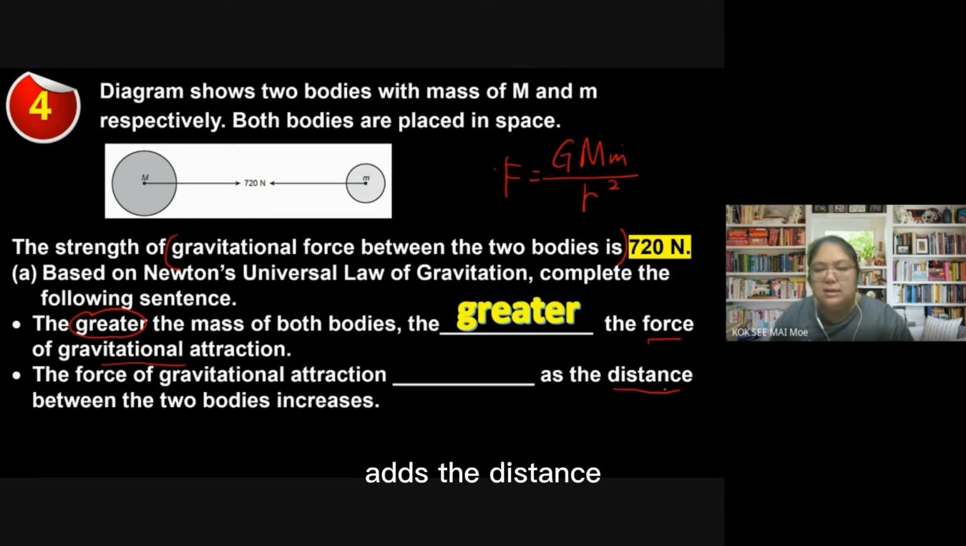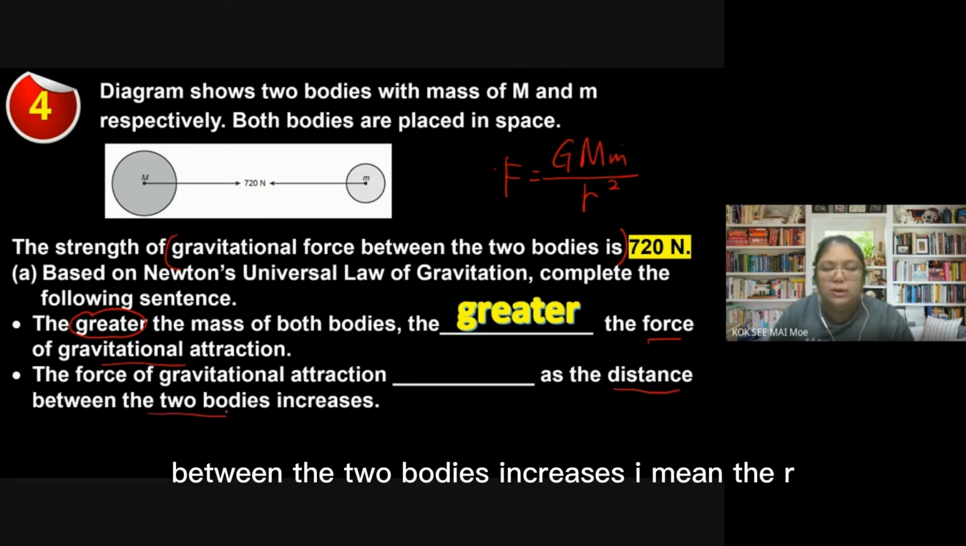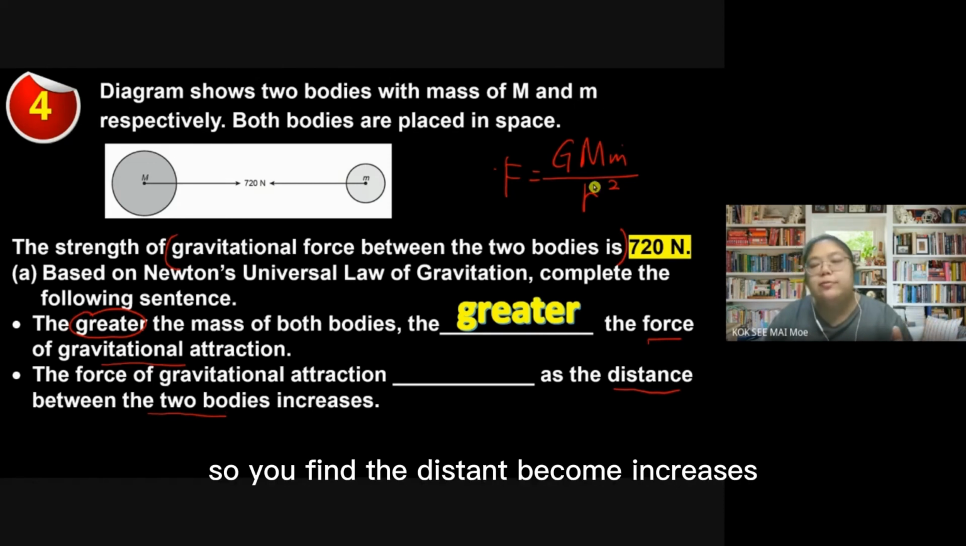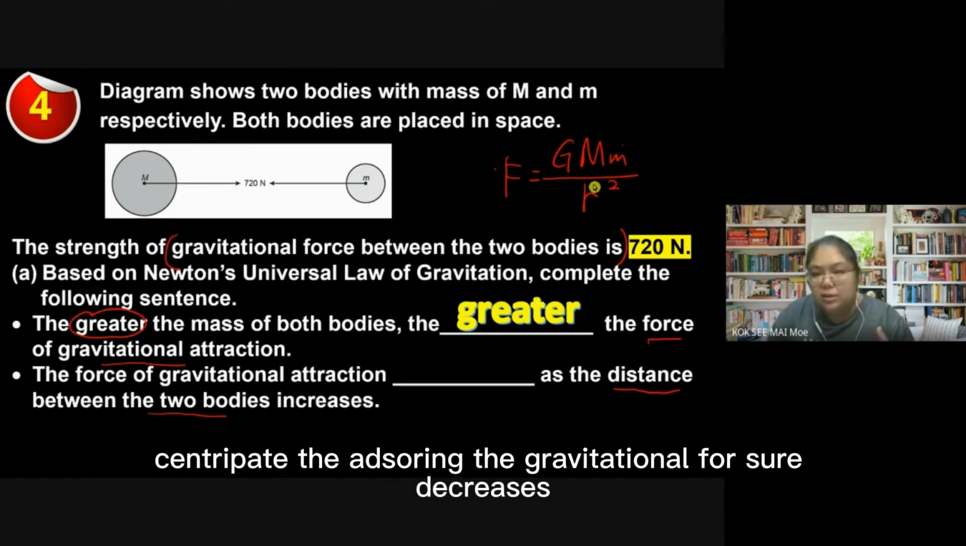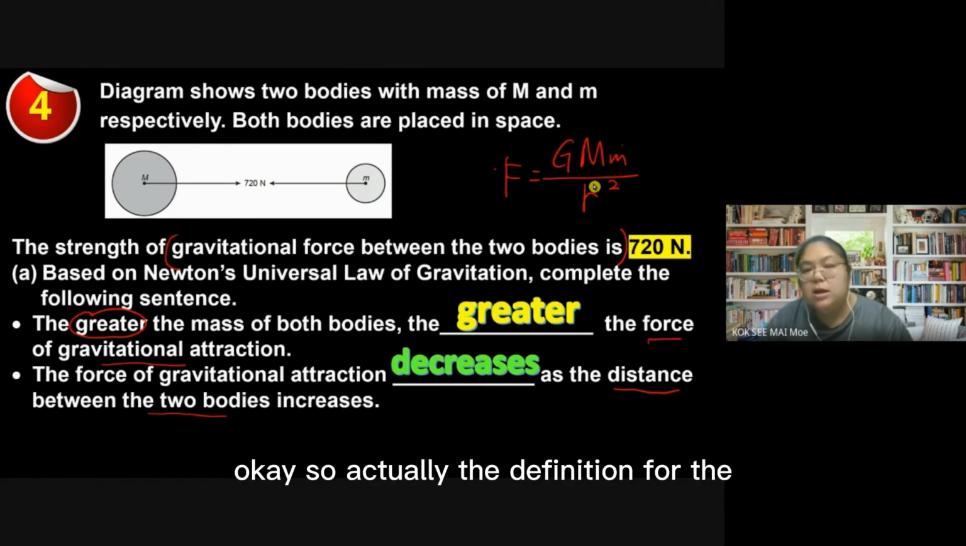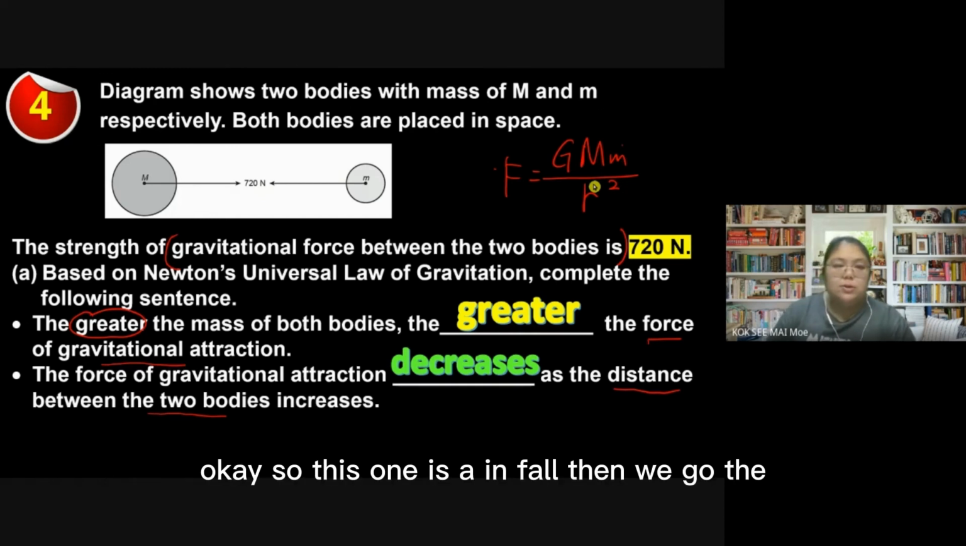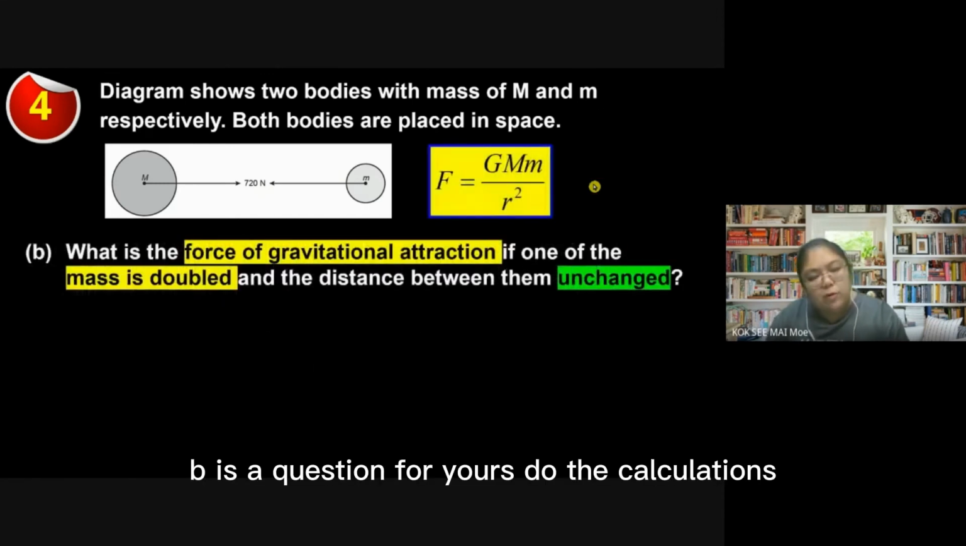As the distance between the two bodies increases, that means the R. If you put the two bodies far away, the distance increases, and the gravitational force surely decreases. So actually the definition of the gravitational force, they already explained with the formula. So this one is info. Then we go to B. B is a question for you.